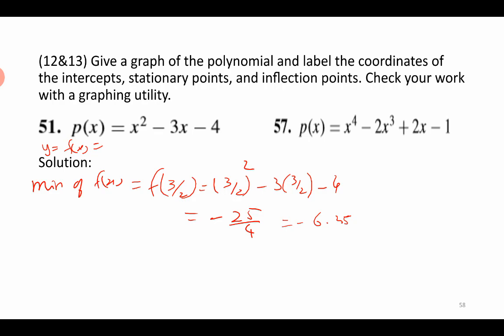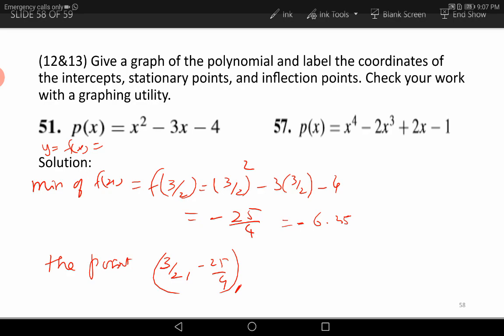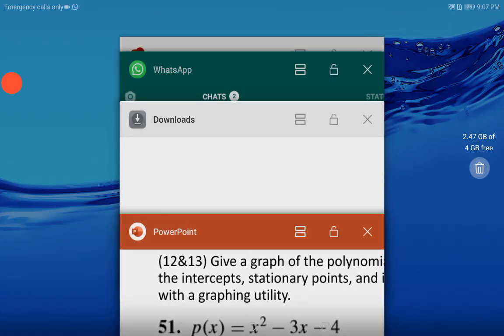Okay, so the point at which the minimum occurs is x is 3 over 2 and the y value is minus 25 over 4. This is the minimum value, but this is the pair of points at which the minimum occurs, isn't it? Which is around negative 6. Now we have to roughly draw this graph.